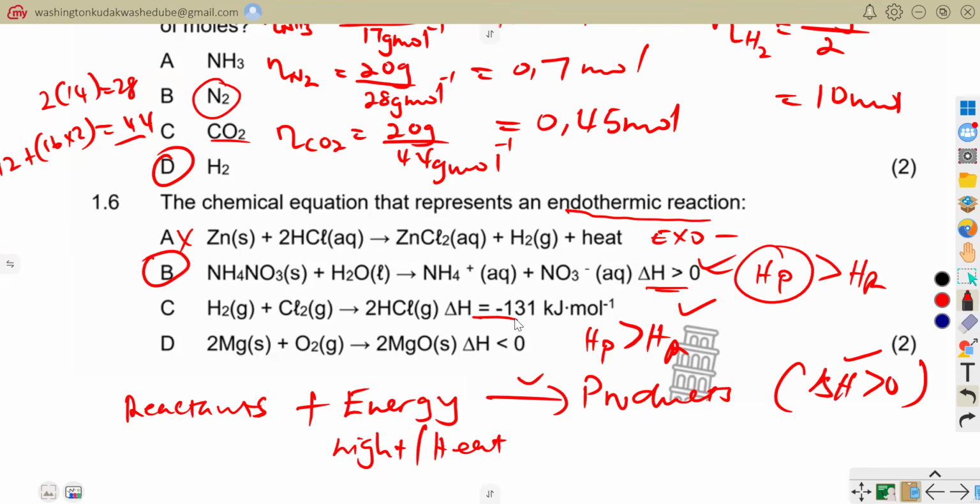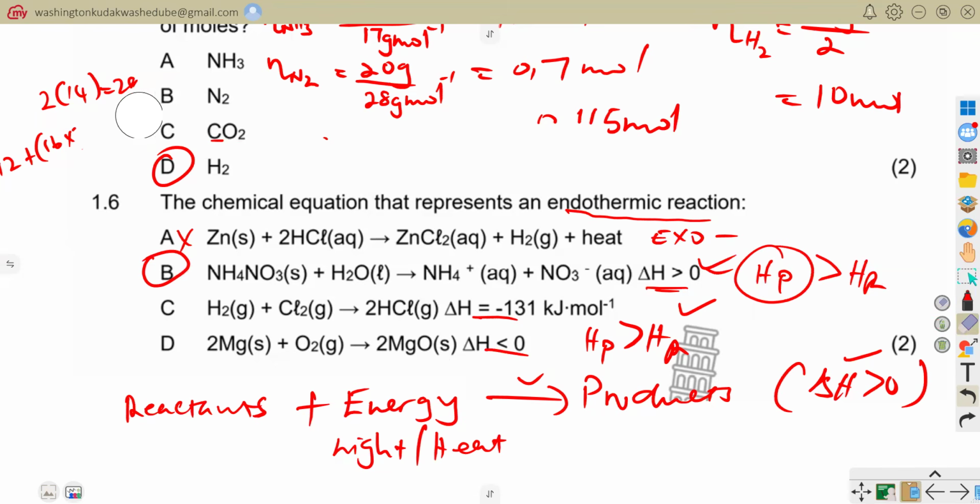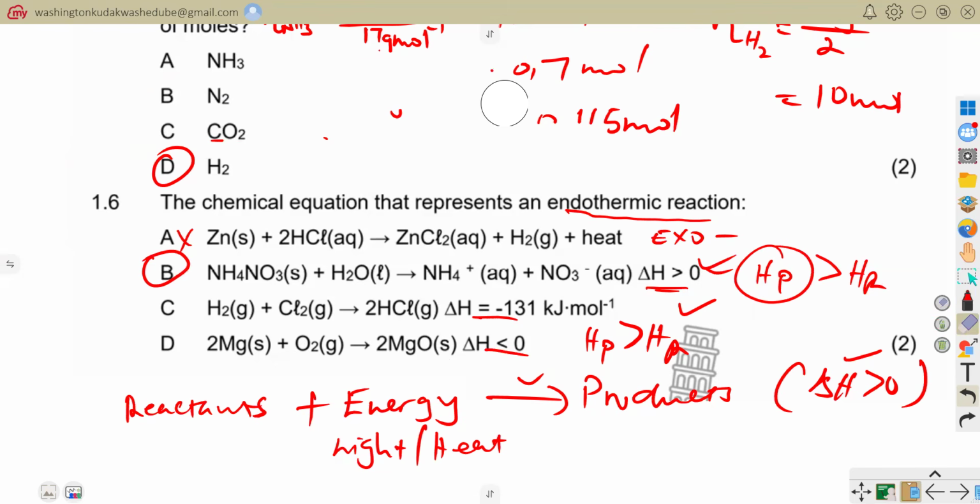Others, you can see that here we have got a negative. This is exothermic. So our answer was just going to be equal to B. The answer that you were supposed to choose there was B. Now let's go to the following question.